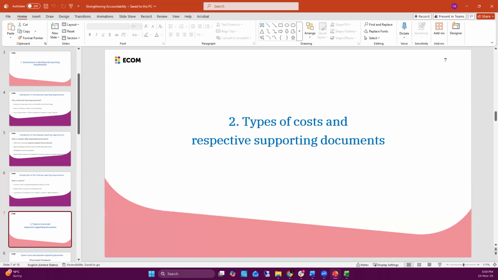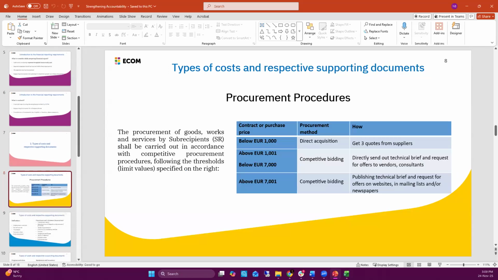Now let's discuss what kind of costs might be incurred during your implementation of the activities and what respective supporting documents might apply to them. But before we switch to the description of the types of expenditures, the procurement procedures should be mentioned first. So once again, you will find those procurement procedures in your subrecipient's manual under Article 4.3.